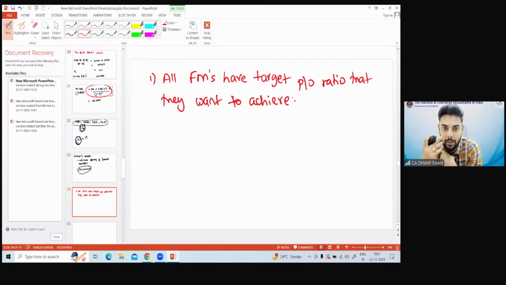Let's say as a financial manager, my target payout ratio is 40% of the earnings. Your target payout ratio is 50% of the earnings. Someone else's target payout ratio is 20% of the earnings. So all of them had this target payout ratio which we want to give to the shareholders. This we have in our mind. The payout ratio may differ from manager to manager, but everyone had this target payout ratio. It may be 20, 40, 60, 10, 15, anything, but everyone had this, that they want to achieve this target payout ratio and give it to the shareholders.